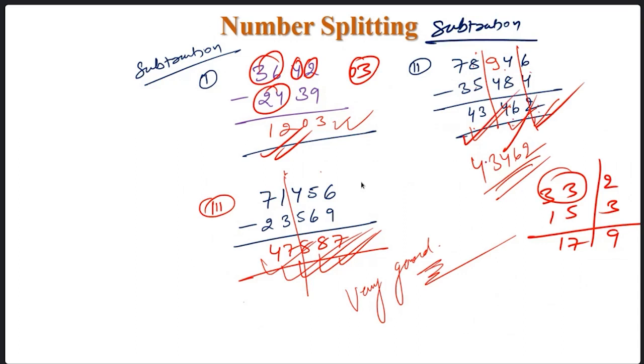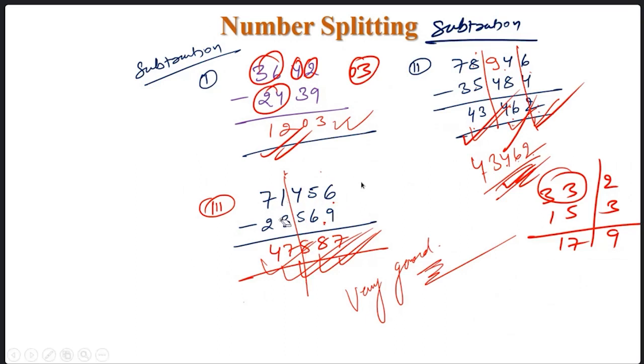So the answer is 4346. When you are subtracting, check that the first number must be greater than the second number, so you don't have to face the borrow. Okay. 56 is 69. You can see that. So if you are going to split from here, that is bad.